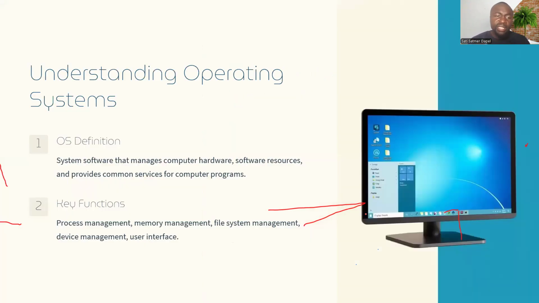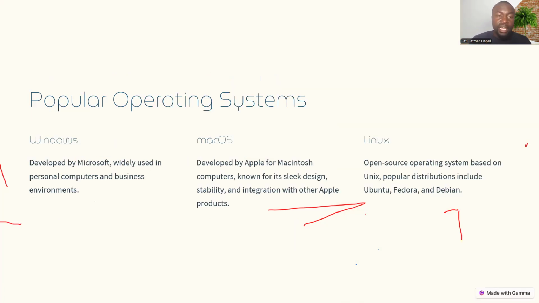How about operating systems? Like we said, system software manages computer hardware, manages resources, and provides common services for computer programs. Some of the key functions of operating systems include process management, memory management, file management, device management, and user interface. All right, that is a very key element.